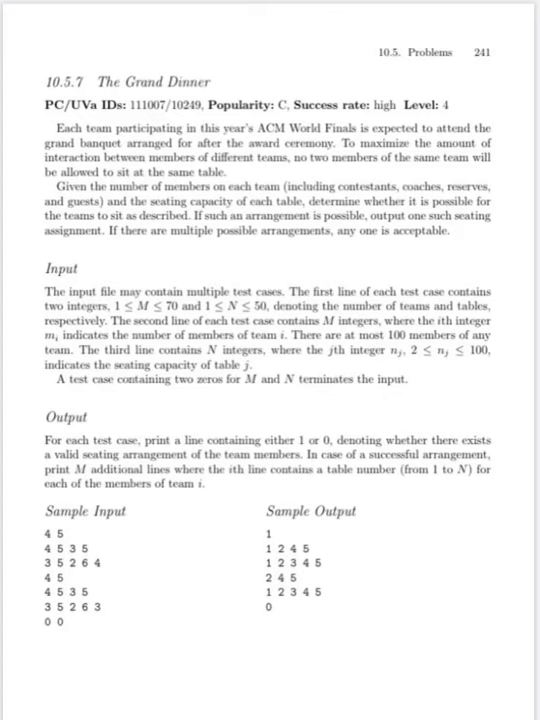And you are able to solve the Freckle problem solution. Now the next experiment in the list is the Grand Dinner. Here you can see the popularity rate C, success rate high, and level 4. I will read the problem statement so we can figure out how to resolve and solve it.